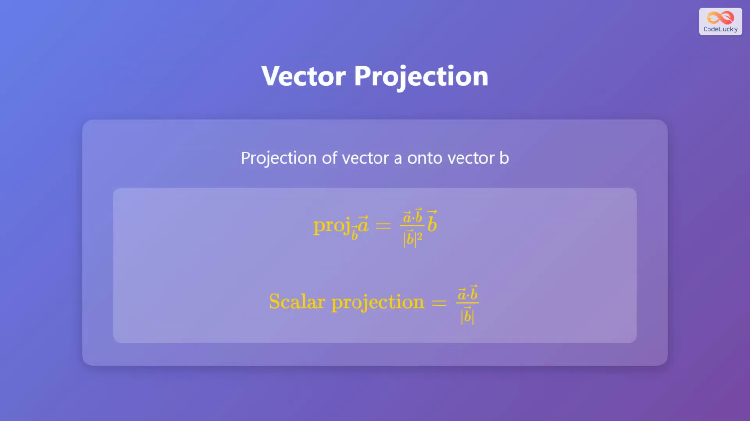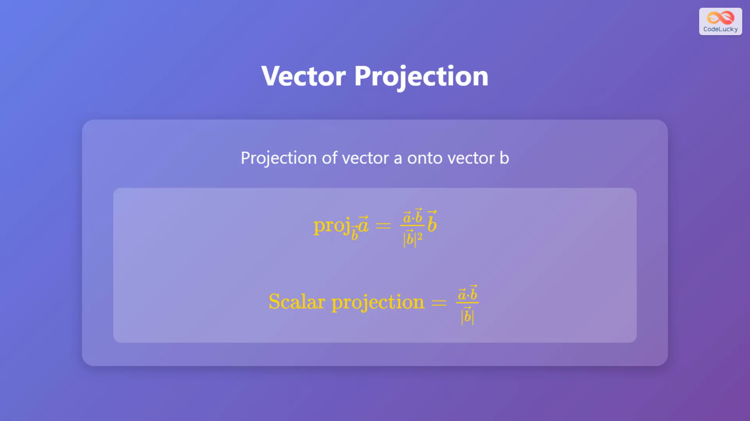The dot product is essential for finding vector projections. The projection of vector A onto vector B is given by the fraction vector A dot vector B divided by the magnitude of vector B squared, all multiplied by vector B. The scalar projection, which is just the length of the projection without direction, is vector A dot vector B divided by the magnitude of vector B. Projections help us find how much of one vector lies in the direction of another.